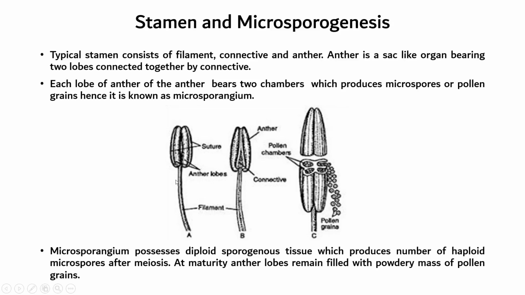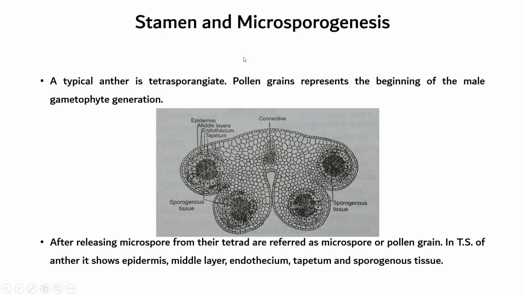Now this is the long elongated structure. It is called filament. The joining point between the anther lobe and filament is called connective, and these are the sporangia or anther lobes. If you take a section of a typical anther, you will see four chambers. They are called pollen chambers or microsporangia, and within them you will get a powdery mass. A typical anther becomes tetrasporangiate.